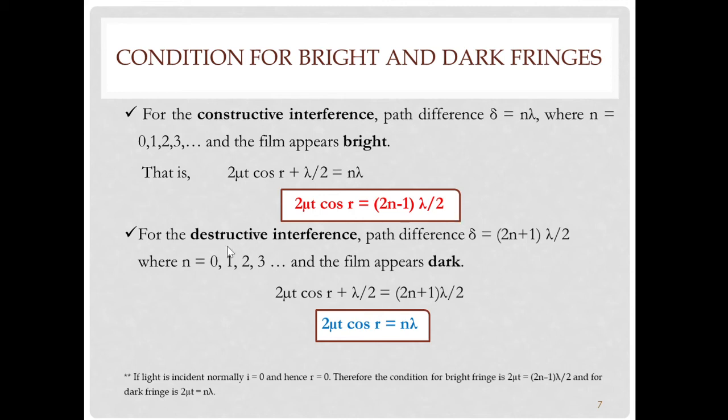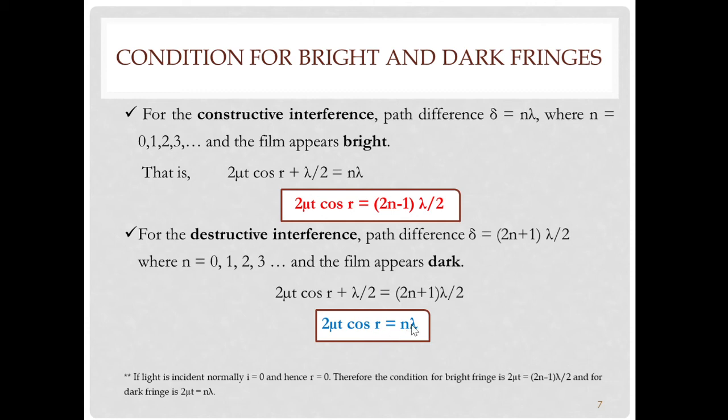And for destructive interference, the path difference is 2n plus 1 lambda by 2 for the thin film to appear dark. If you rewrite, the equation becomes 2 mu t cos r equals n lambda for dark fringes. So you should not get confused about the conditions for bright and dark fringes. For the bright fringe, it is 2 mu t cos r equals 2n minus 1 lambda by 2. And for the dark fringe, it is 2 mu t cos r equals n lambda.